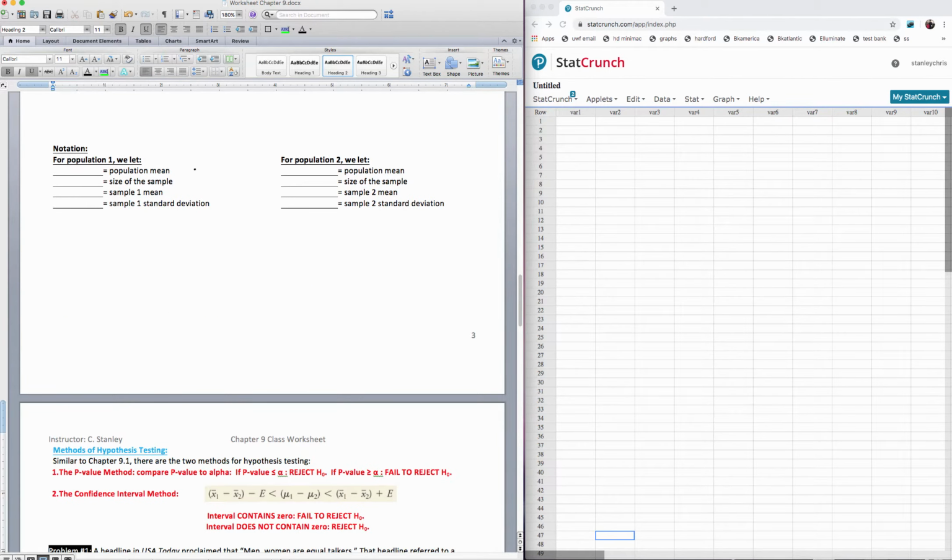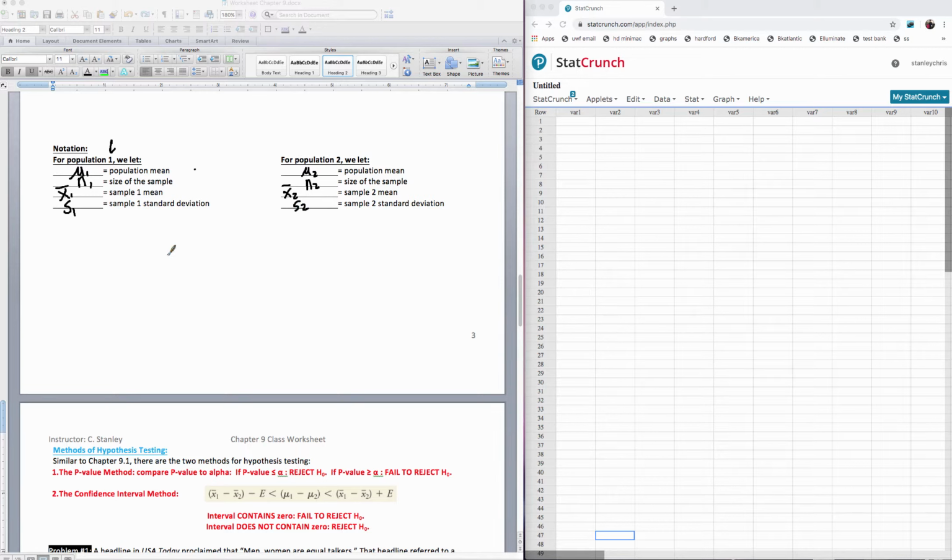Okay, so here are our notations. The population mean, if it's a population, is mu1, since it's from the first population. Size of the sample, that doesn't change, n1. Sample mean, this is different. That's an x with a line over it with a 1. Sample standard deviation, that's s with a 1. All these are going to be the same with the 2. These are going to be really important.